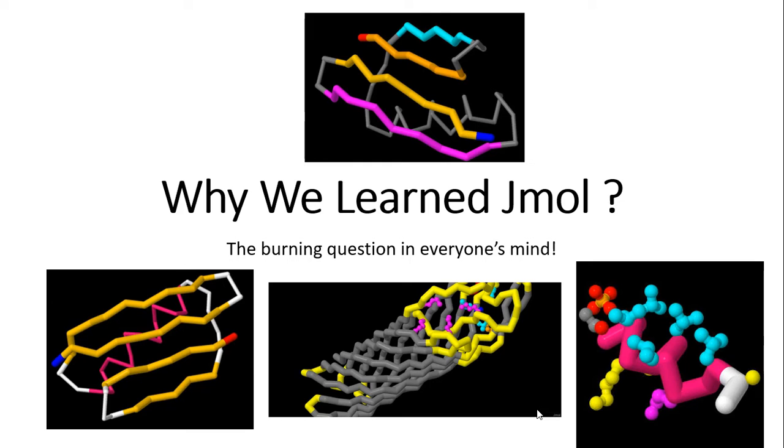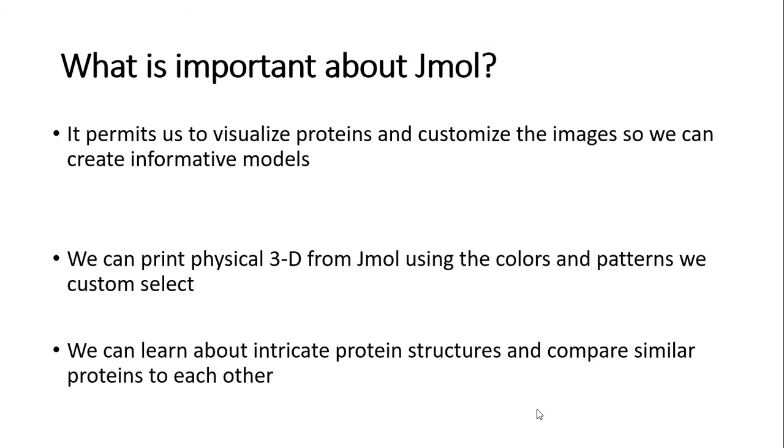Okay. But the purpose of JMol is so that you can visualize what proteins look like. What's important about it is it allows us to see what proteins look like, and we can customize the images so we can create our own informative models. There are parts of the protein that we may interpret as being important in its catalytic function, if it's an enzyme, the active site, if it's a receptor protein, the binding site. And what we can do is color them and highlight them in unique and customizable ways.